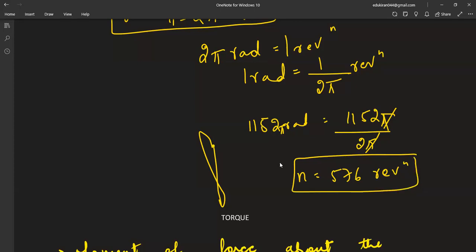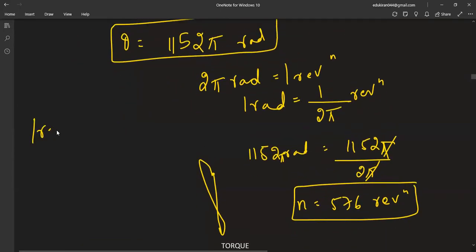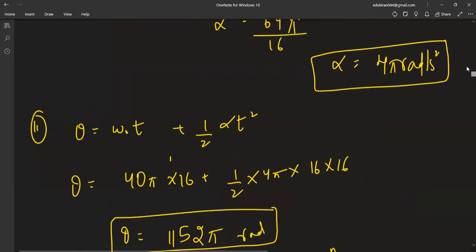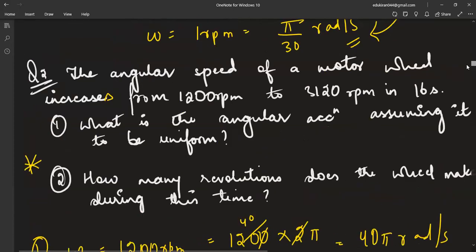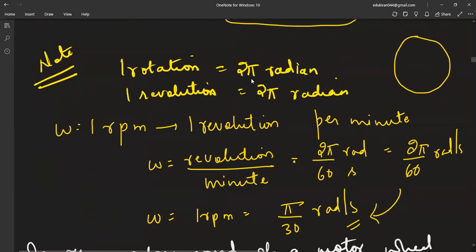Clear? We had to find out the number of revolutions. So if we know that 1 revolution is equal to 2 pi radian, so 1 radian is 1 by 2 pi. So this much radian will be multiplied, and we'll get the number of revolutions. So this concept, you will find it in lots of books. So make it a note point. Write it down. And any doubts you have, let me know. Now we'll start with torque. The word torque came in the previous question. Torque we'll do now.